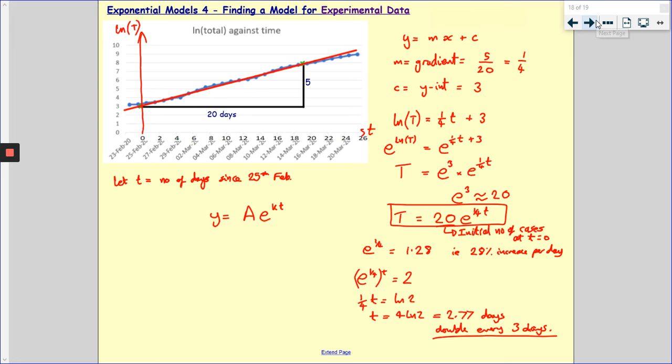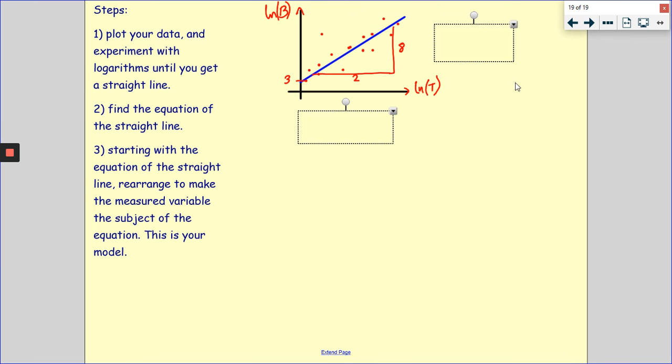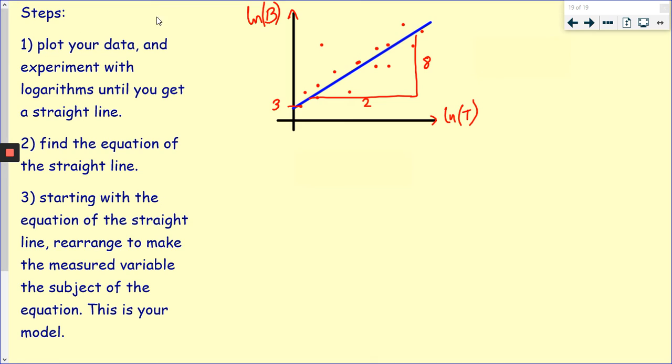Let's have a look at a slightly different example. First of all, let's outline the steps that we've just gone through. First, we plot our data and we experiment with logarithms until we're able to find a straight line, because we can use straight lines and find gradients and y-intercepts of straight lines much more easily. So once we've found that, the second step is we find the equation of that straight line.